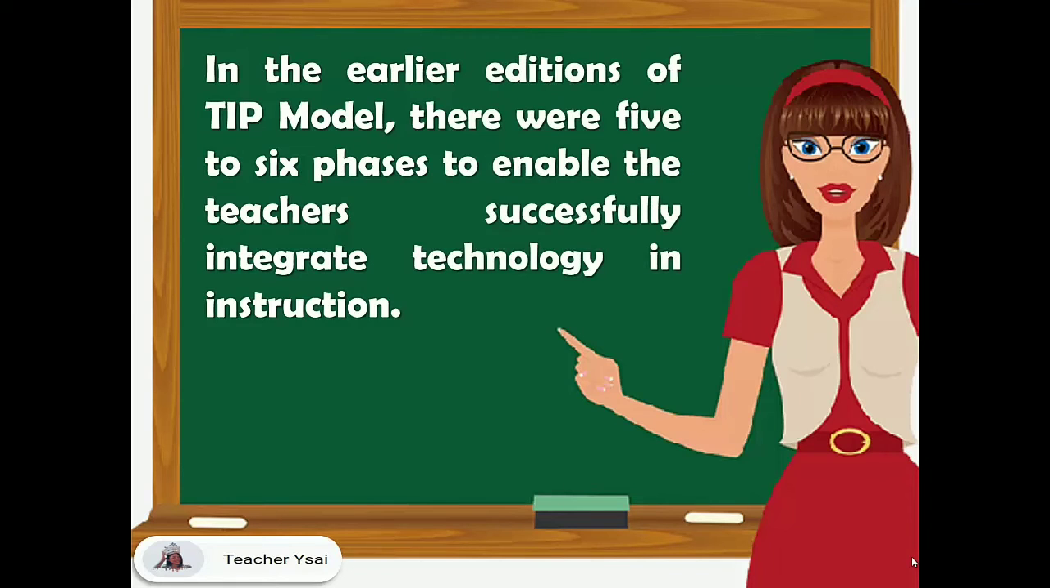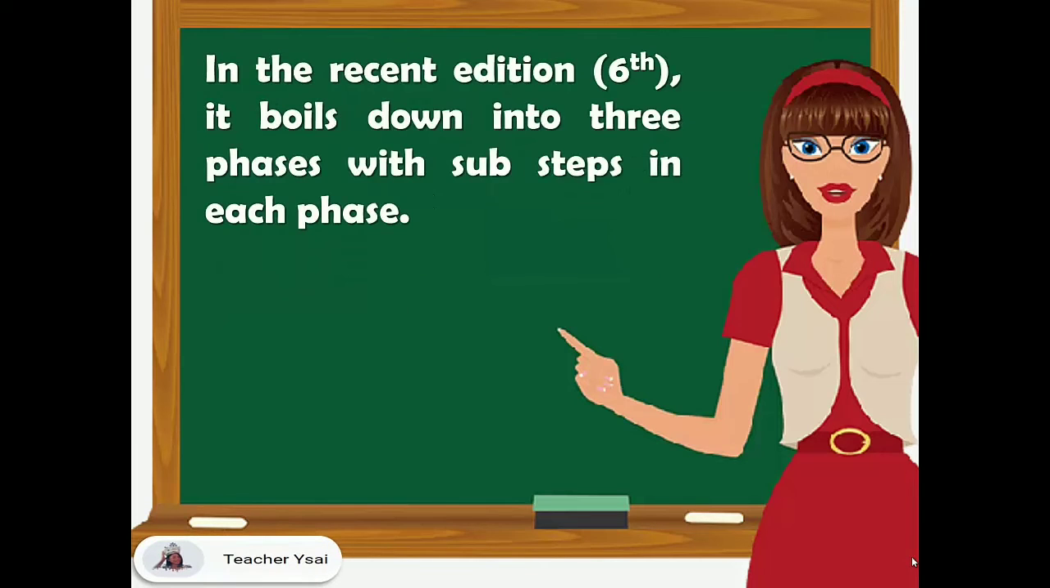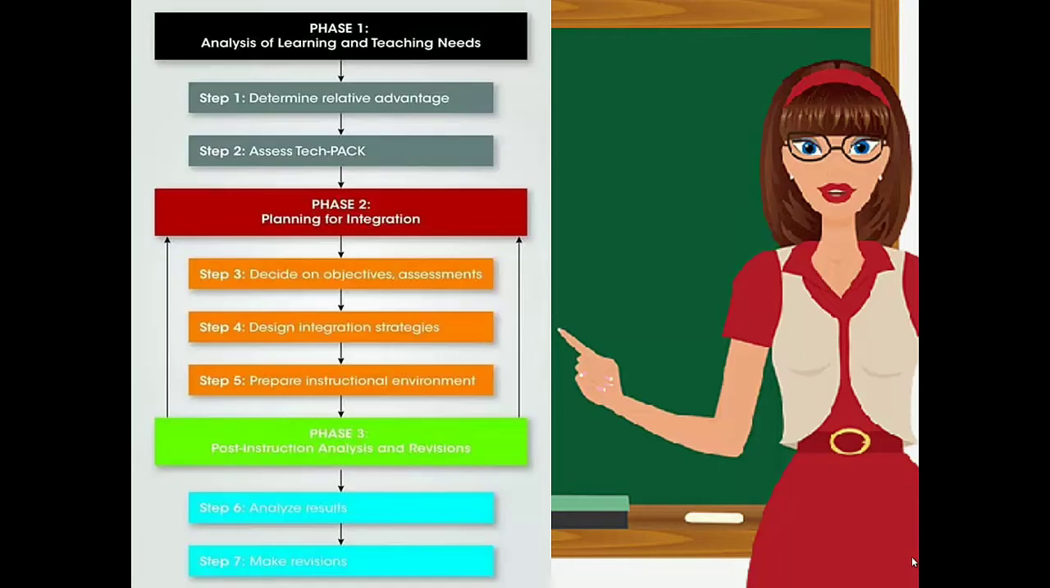In the earlier editions of the TIP model, there were 5 to 6 phases to enable the teachers to successfully integrate technology in instruction. In the recent edition, which is the 6th edition, it boils down into 3 phases with sub-steps in each phase. Here are the phases of Technology Integration Planning or TIP. We have 3 phases with sub-steps in each phase.